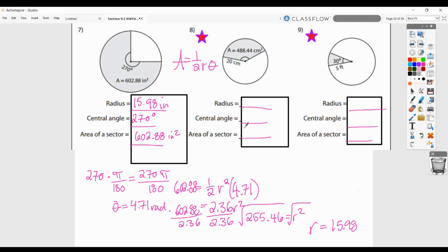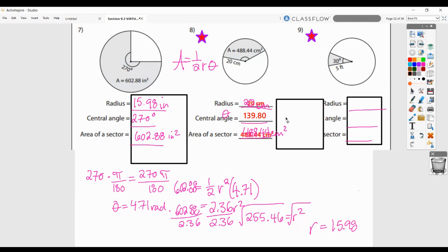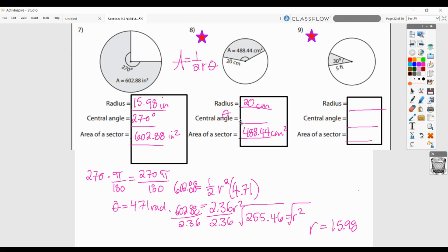Okay, for this second one, I'll show you the things that you are given. You're given your area. You're given your radius. You need to find your central angle, theta. So you're going to plug in your radius and your area. The theta that you get is going to be in radians, and then you're going to convert that over to degrees. The degree measurement that you should get is 139.8 degrees.